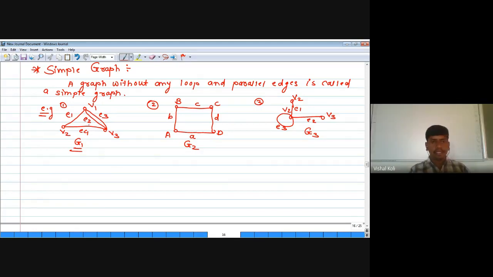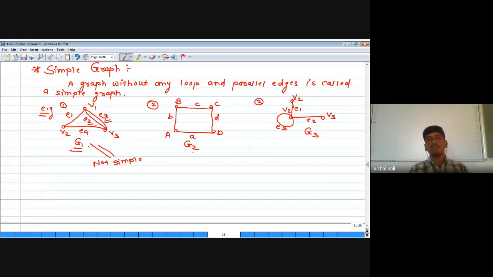Which edges are parallel? Edge E2 and edge E3 are incident on the same pair of vertices, that is vertex V1 and V3. Therefore, E2 and E3 are parallel edges, and a graph is said to be a simple graph only if it contains no loop and no parallel edges. As there are parallel edges in graph G1, therefore graph G1 is not simple.